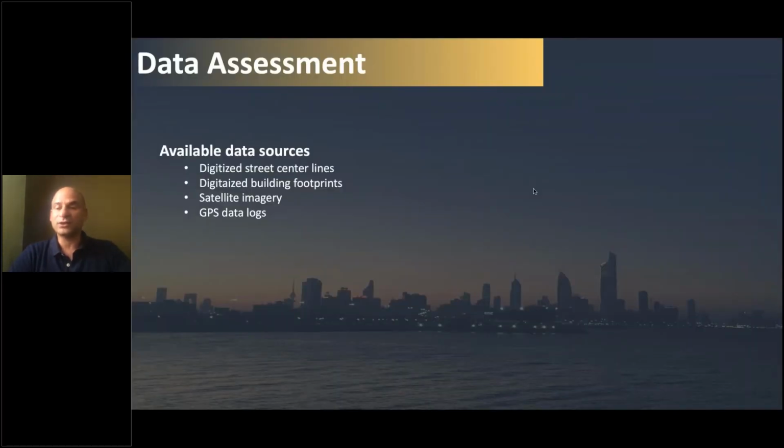Machine learning is something new for us, and we need to explore this new field. In order to be realistic, we started to do a rapid assessment about the existing GIS data that we have and that we can use for our machine learning journey. So we looked at the digitized street center lines, building footprints, satellite imagery, and GPS data logs.